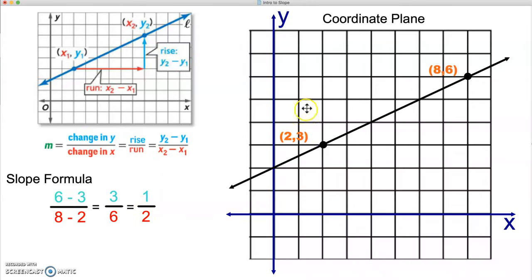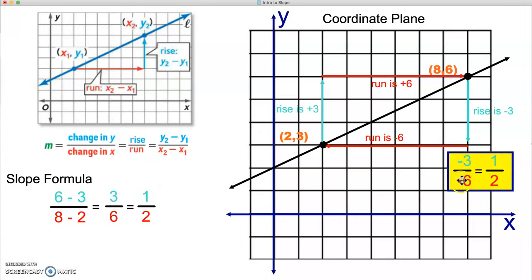We can also verify that with our rise and our run. Our rise is 3, our run is 6. Now that was starting from the point 2, 3 to 8, 6. What if we wanted to go the other way? We would have a rise of negative 3 and a run of negative 6. We would still get negative 3 over negative 6, which is a positive 1/2.